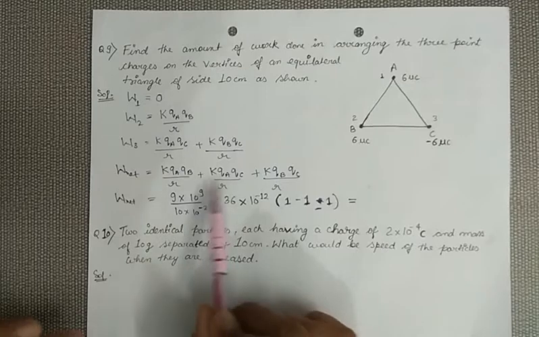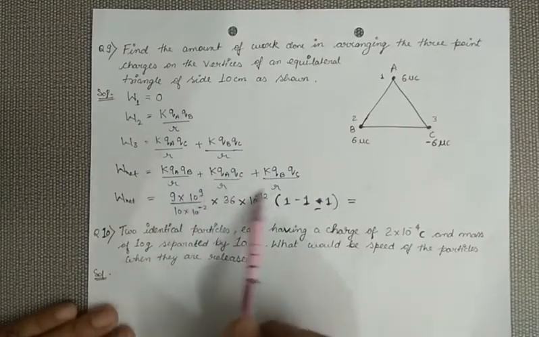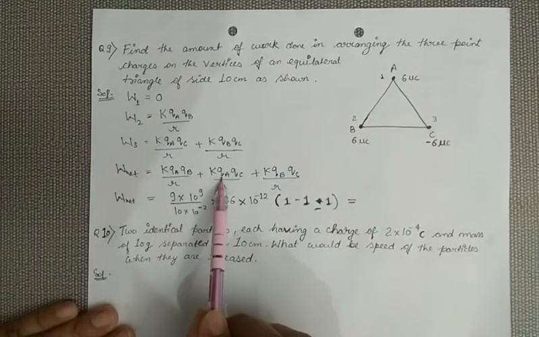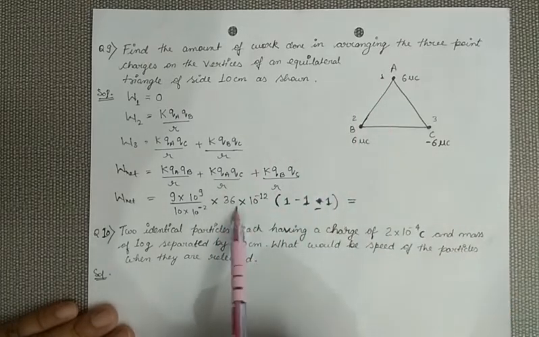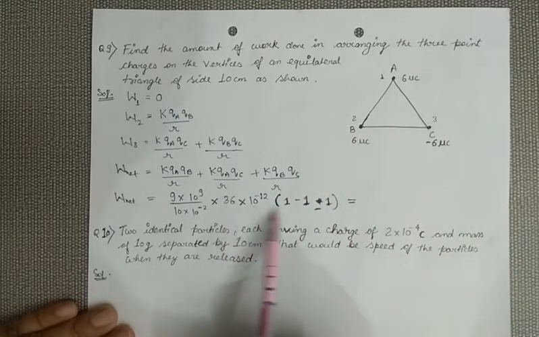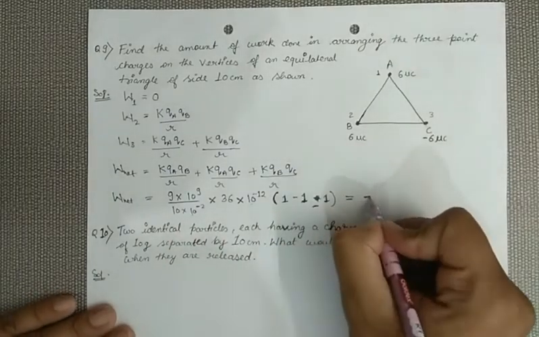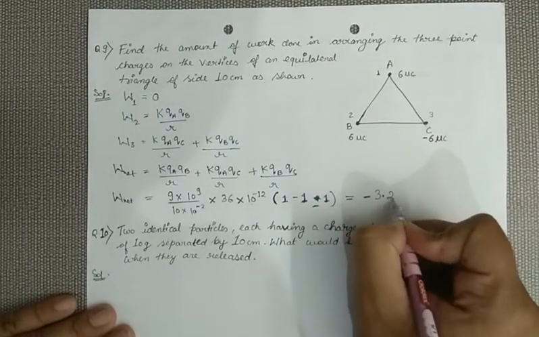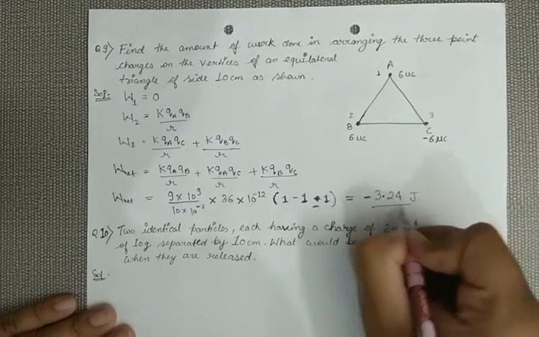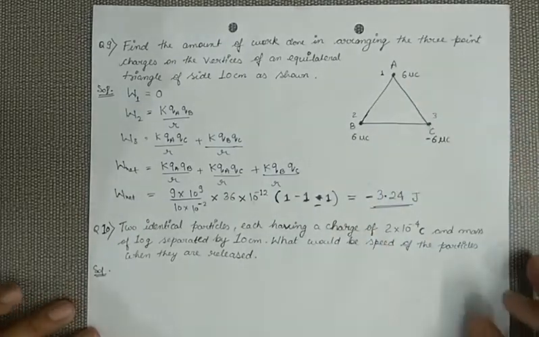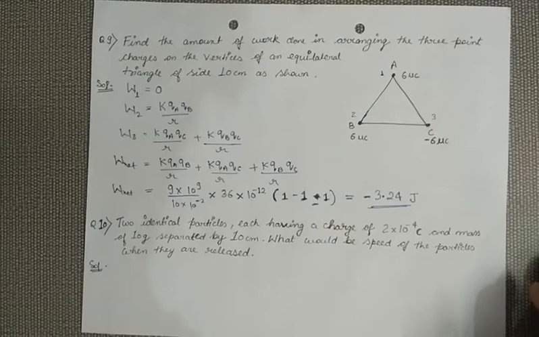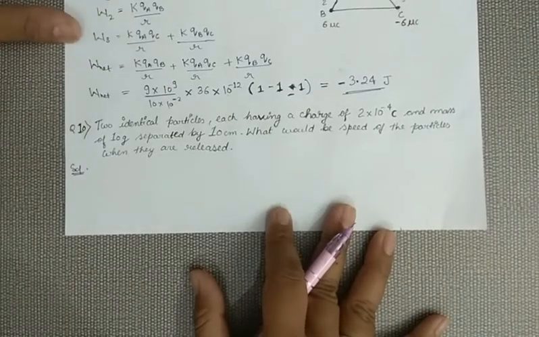I had just taken the common, all the K is common, distance is common, charge into charge, that is 6, 6, 36, 10 to the power minus 12 was common. So the uncommon was taken and remains in the bracket. On solving this, you will get minus 3.24 joule. So this is the total work done for arranging these three charges. Move to the next one.